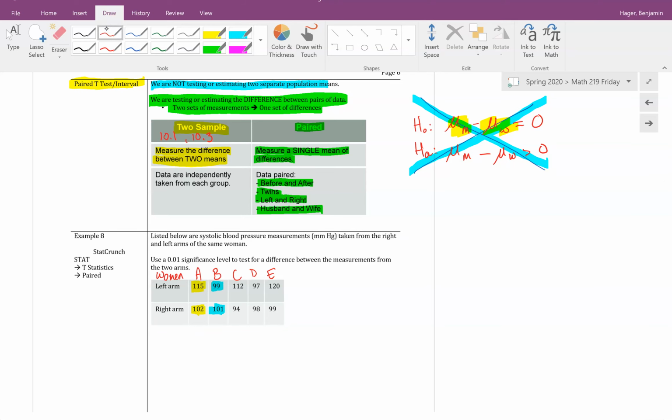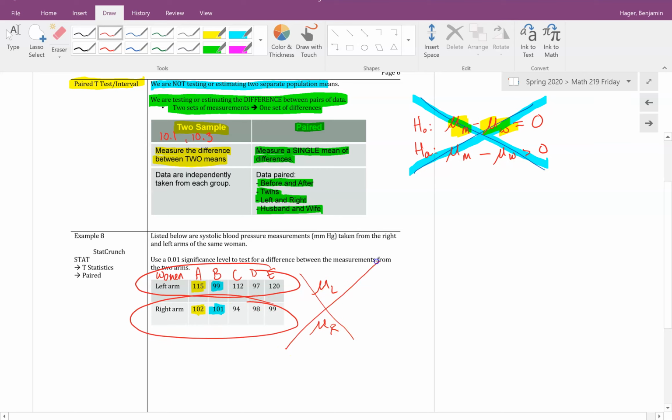So what we do here is we do not take the average of all the left arms. We don't find the average of the left arm measurements and the average of the right arm measurements and compare them. We do not do that. Again, because then I'm making a comparison with person A, B, and C here to person D, E, and C down here. We don't want to compare them together. Instead, what we do in this paired data test is we're looking at the differences for each of these values.